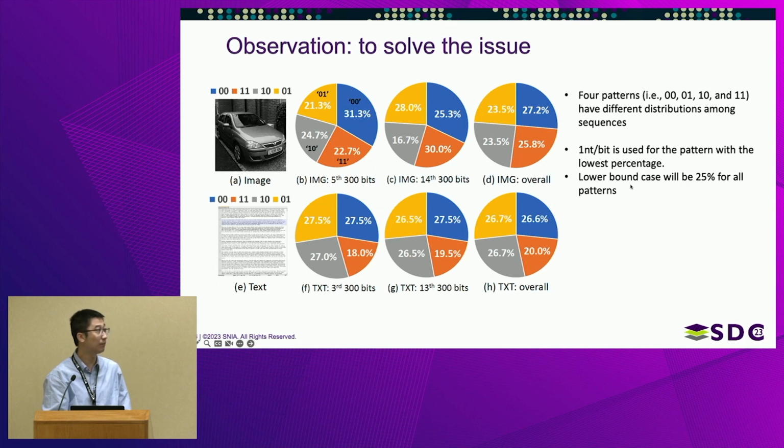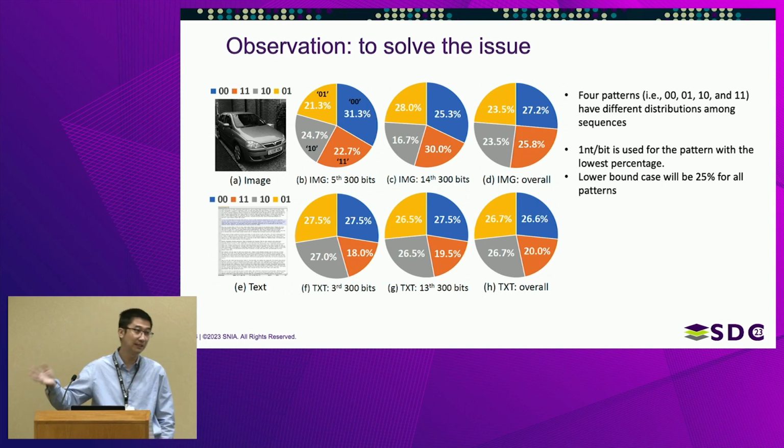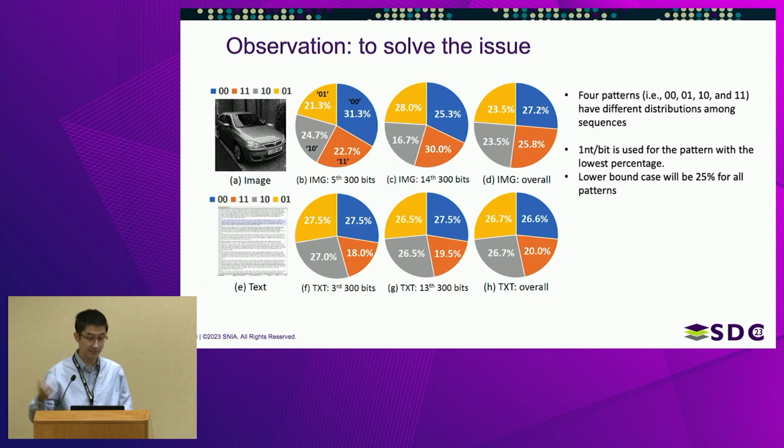And then the lower bound case will increase to about 1.6%. Or the lower bound case will be 25% for each pattern, because the worst case is 25, 25, 25, 25%. And then we just randomly pick one to encode as 1 bit per nucleotide. Others will be 2 bits per nucleotide. On average, the encoding density will be 1.6.